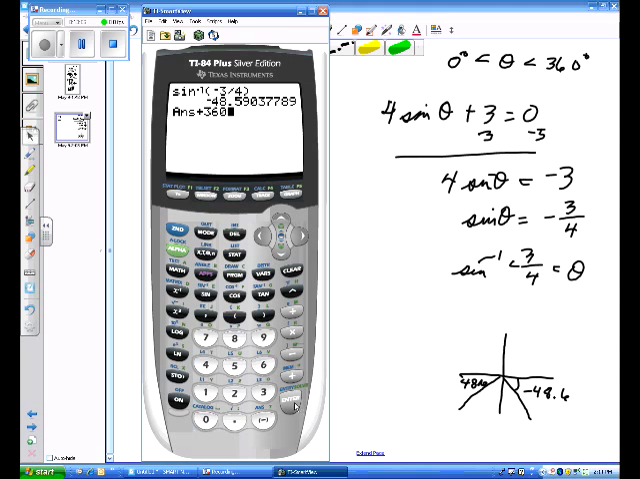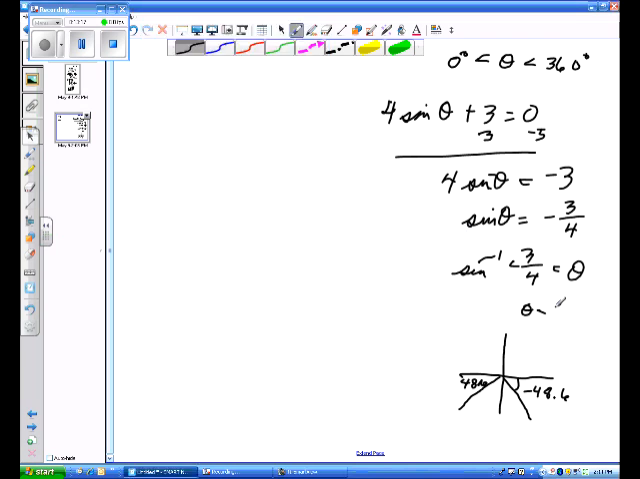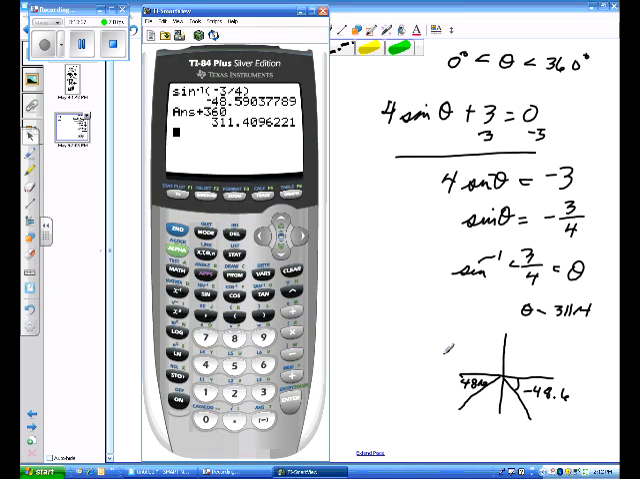Negative 48.6 plus 360 is the same as 360 minus 48.6. So that would be 311.4. So theta could be 311.4. Then if we need it in the third quadrant, well, that would be 180 plus 48.6. So we would just put in 180 plus 48.6. So that's 228.6.